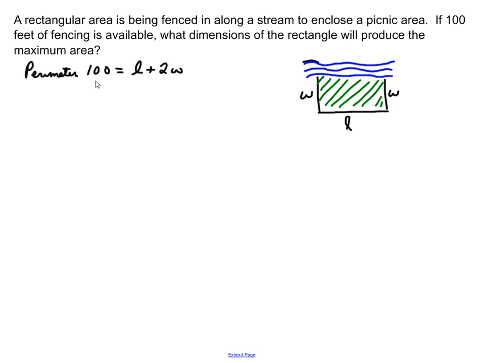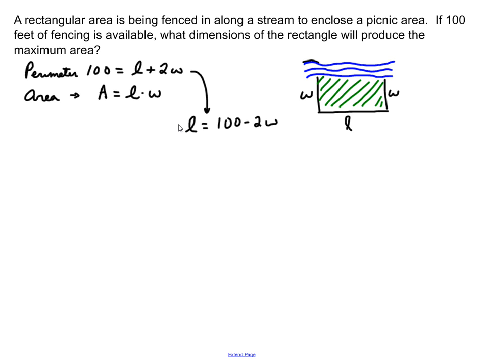Well, that's helpful because next we're interested in finding the area. And the area works the same as every other area of a rectangular figure that we've ever talked about. The area is equal to the length times the width. So we're going to rewrite our equation for area in terms of either L or W. And it looks like solving for L is the best way to go about this. So L, the length of this fencing, is equal to 100 minus 2 times W, by subtracting 2W from both sides.